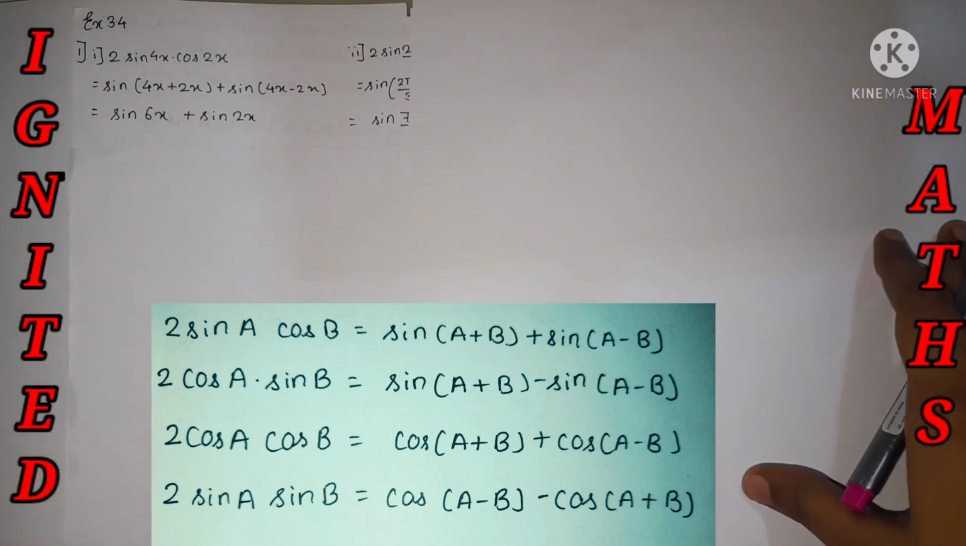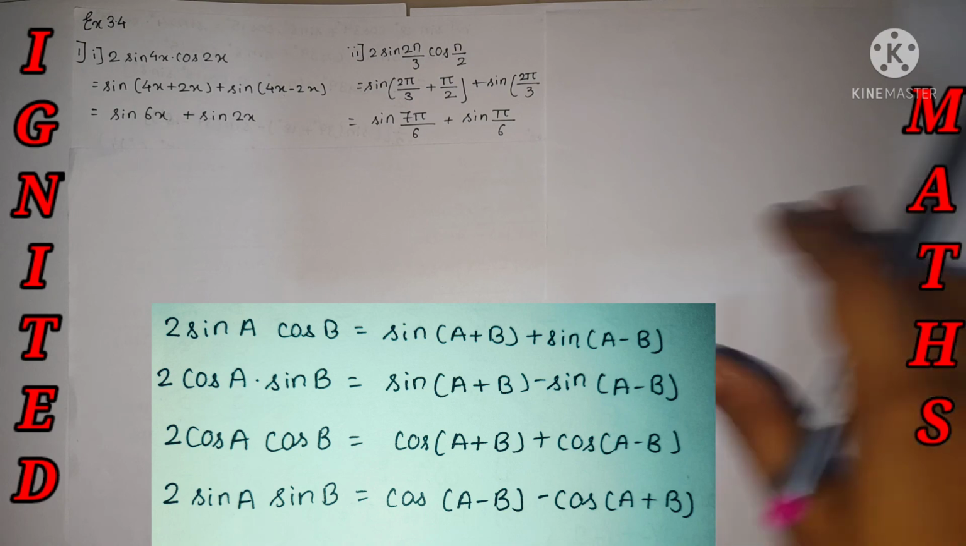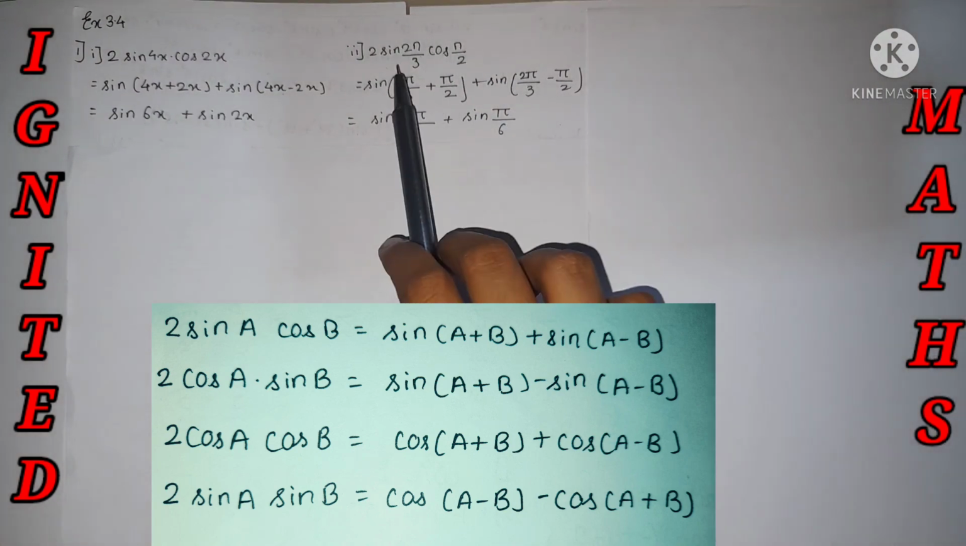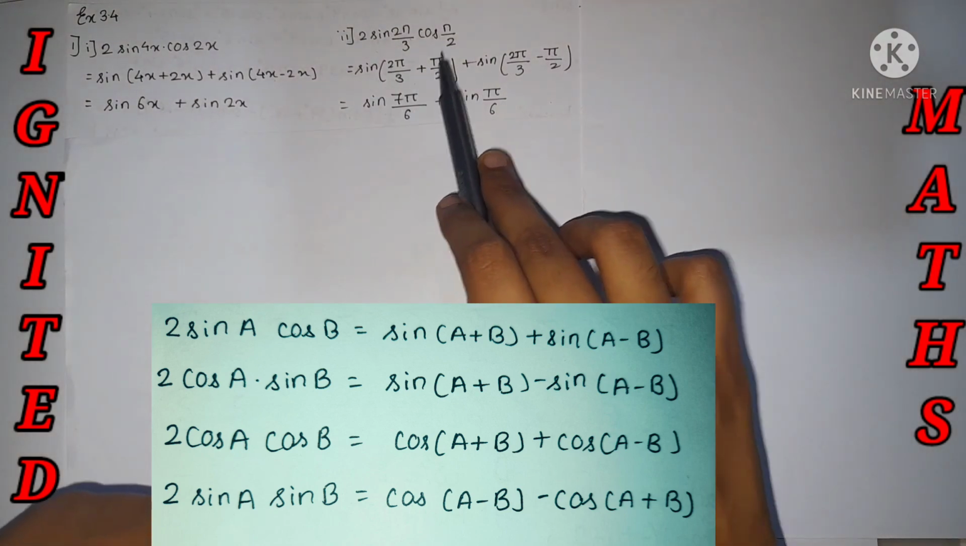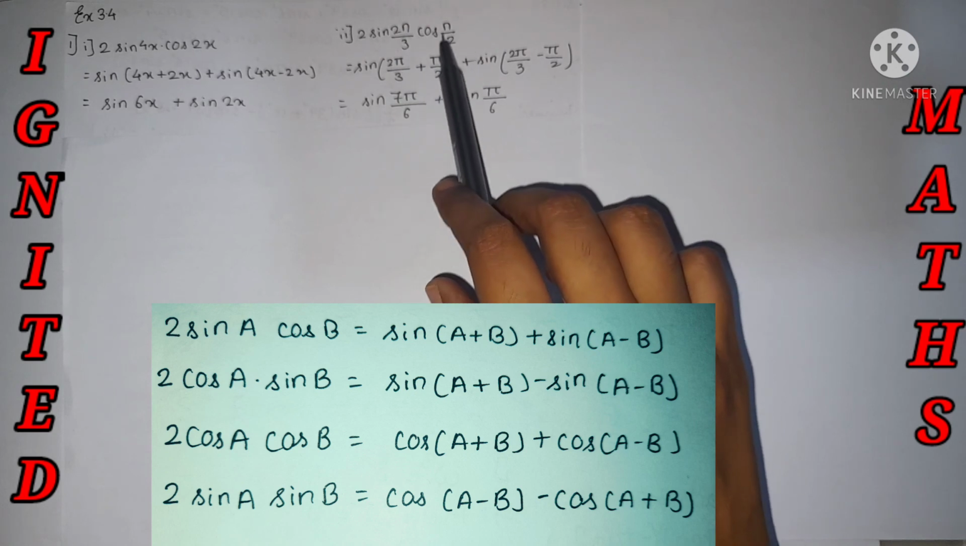Start with the second sub question mentioned over here, in which the question is given in the form of 2 sine a cos b. Yes, so just apply the formula. Formula is sine of a plus b plus sine of a minus b. So the a value is 2 pi by 3 and b value is pi by 2.